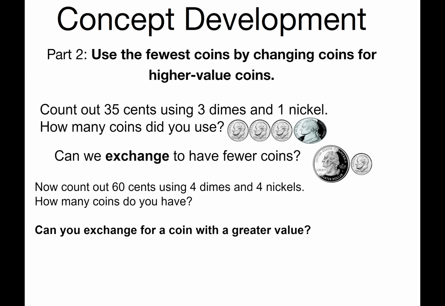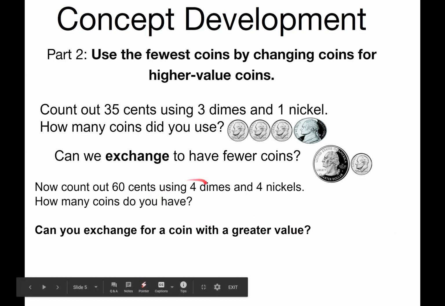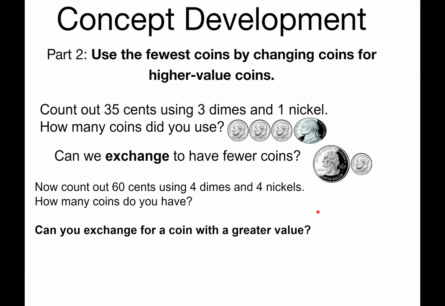Think about our strategy we used so far. We start with, what did we start with? Usually we start with the quarter, right? Because it's the biggest coin that we have. And a quarter is worth how much? 25 cents. So do we have any quarters here? No, we have 4 dimes and 4 nickels. So instead of those, maybe we want to try a quarter.